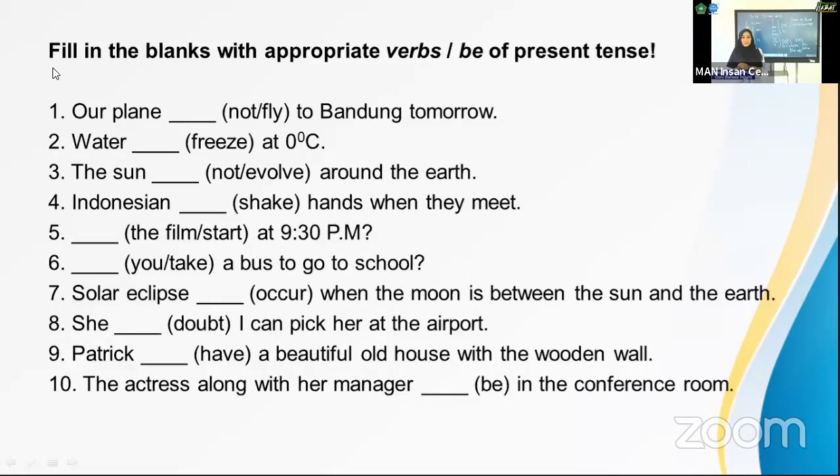Patrick is have a beautiful old house with the wooden wall. Okay. Thank you Zarifah for your answer. Patrick is have. No, Patrick is have ya, bukannya sayang ya. So the correct answer. Okay. Oh, sorry, I think I have missed about this. Mana ya hapusnya ya? Di sini aja deh.